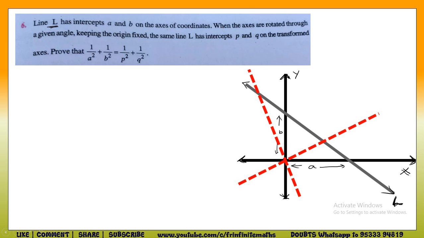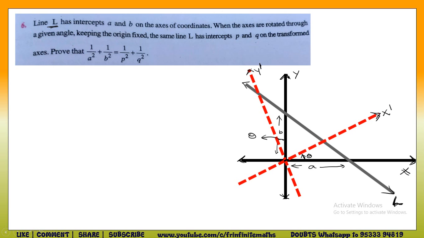Now next, what he has given, when the axes are rotated through a given angle. These dotted red lines, this is nothing but the angle of rotation theta. Then this newly formed axis is nothing but x dash, and this is my y dash. Clearly these are nothing but the rotated axes. Both are rotated through an angle theta. So if this angle is theta, then this angle is also theta, and this angle is also theta. Now keeping the origin fixed, it is only rotated through an angle theta.